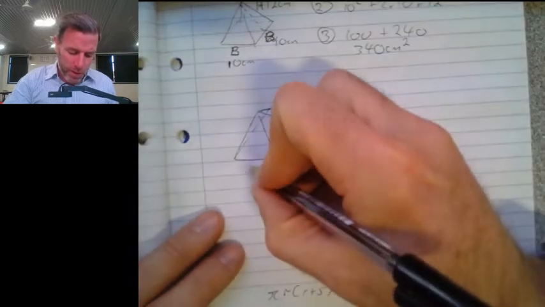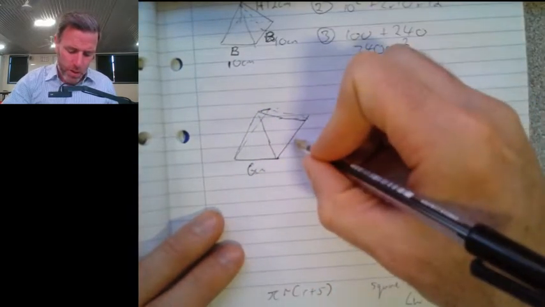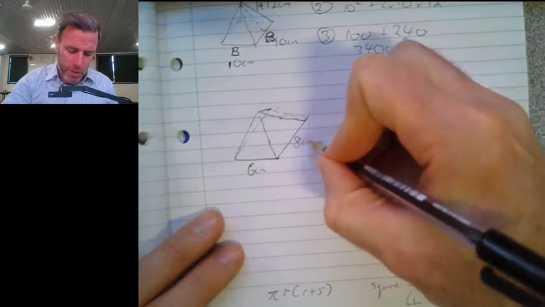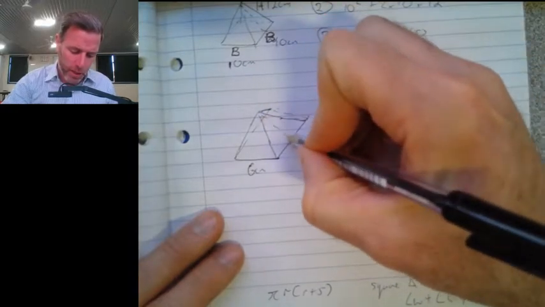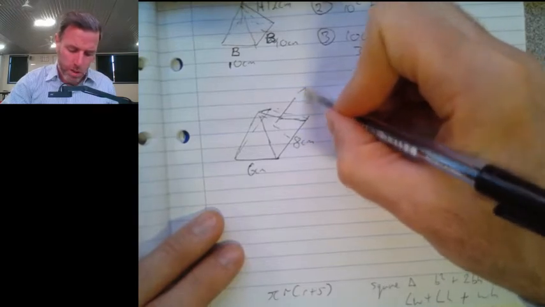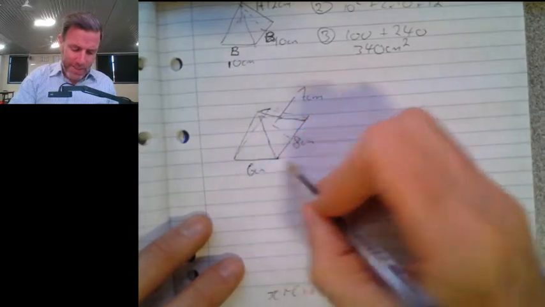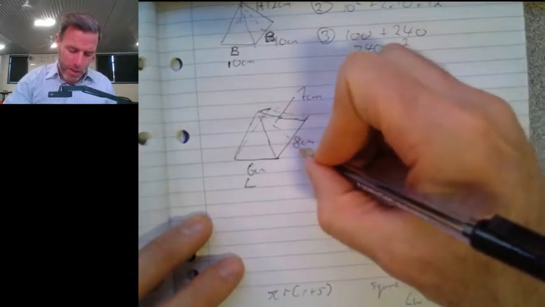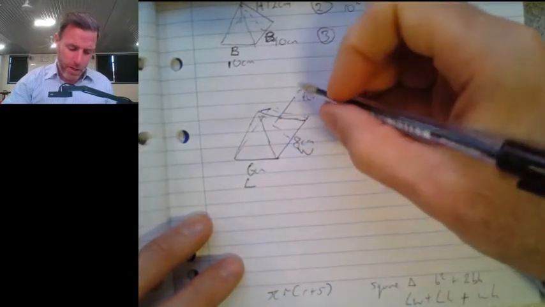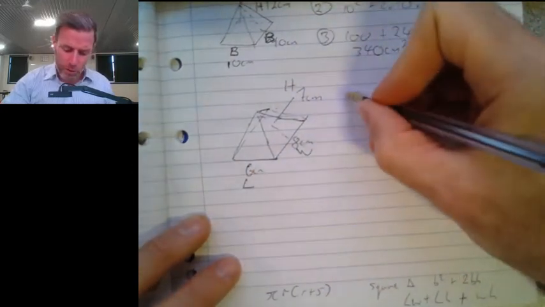So here we have, let's say that's 6 centimeters, this is 8 centimeters because it's a rectangle, and then the height here, let's say it is 7 centimeters. So this is called the length. This is called the width, and then this here is the height.